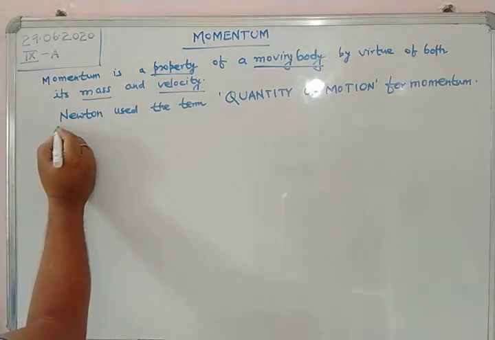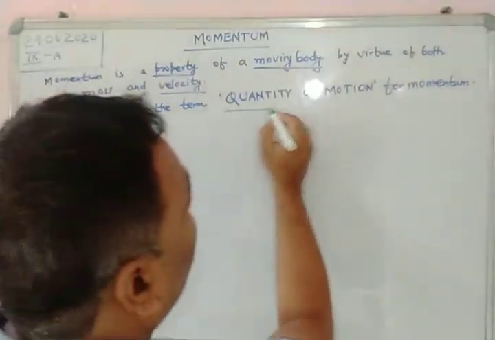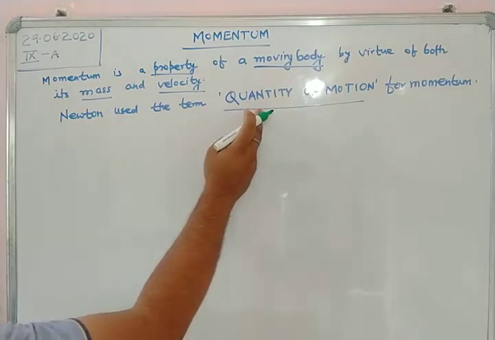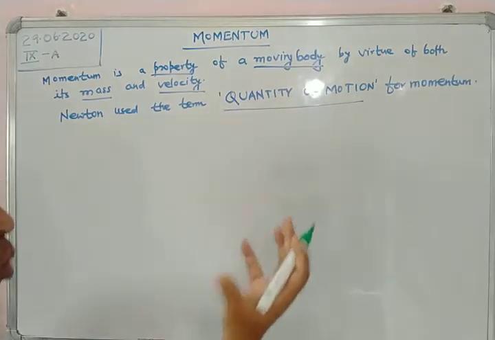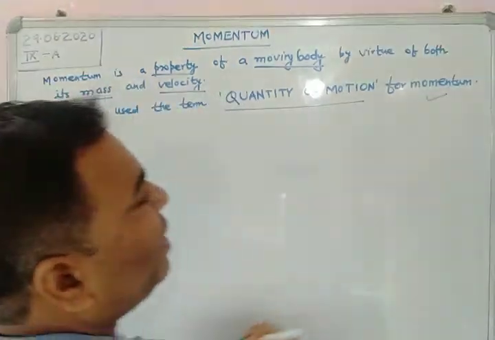Students, Newton used this term momentum as a quantity of motion. What term did he use? Quantity of motion. What is the quantity in motion? Quantity of motion. That term is later known as momentum.